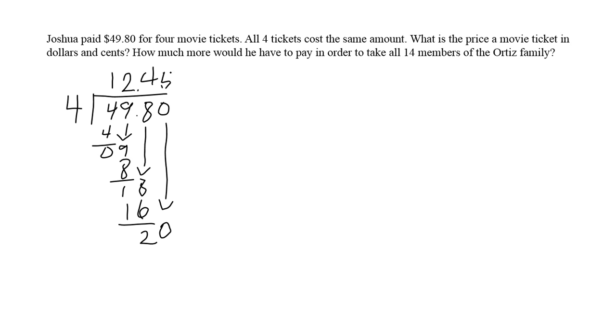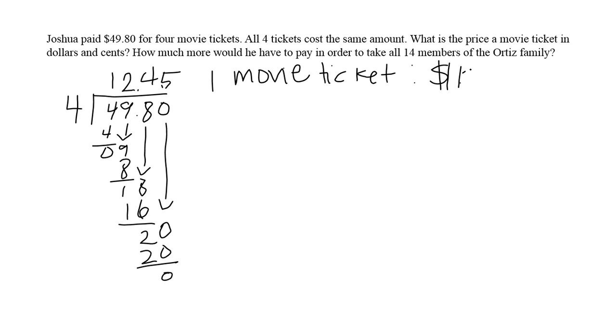I know that 4 times 5 will give me 20. It gives me 0. So 1 movie ticket is $12.45.